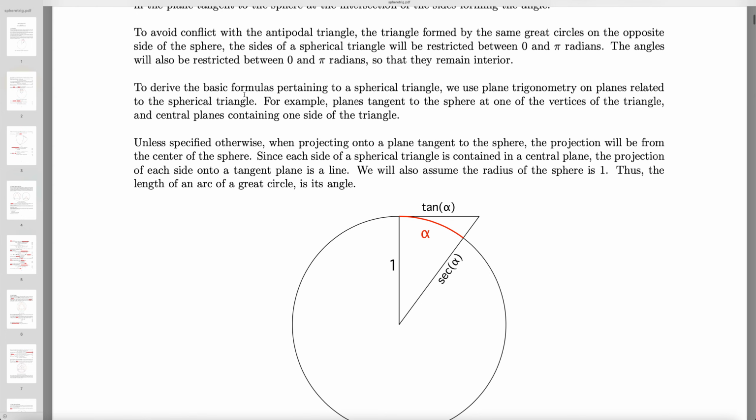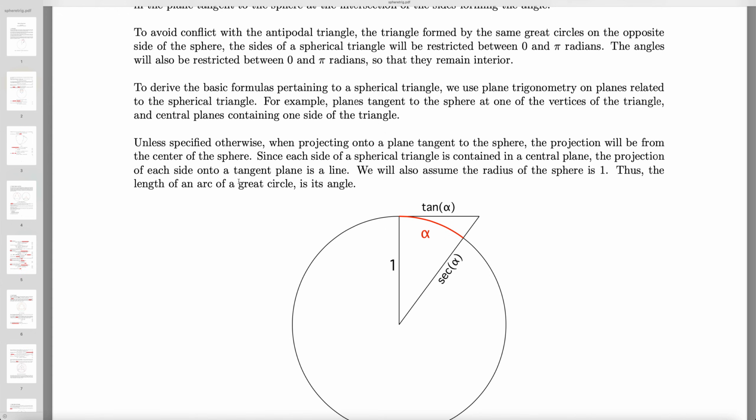To derive the basic formulas pertaining to a spherical triangle, we use plane trigonometry on planes related to the spherical triangle. For example, planes tangent to the sphere at one of the vertices of the triangle and central planes containing one side of the triangle. Unless specified otherwise, when projecting onto a plane tangent to the sphere, the projection will be from the center of the sphere, since each side of a spherical triangle is contained in a central plane.